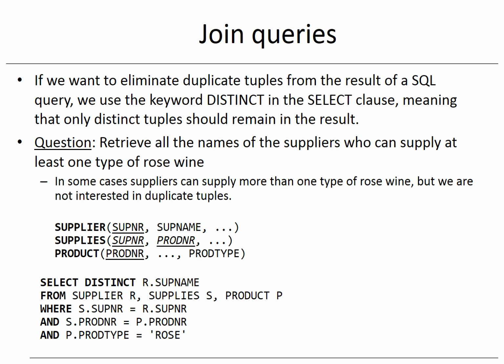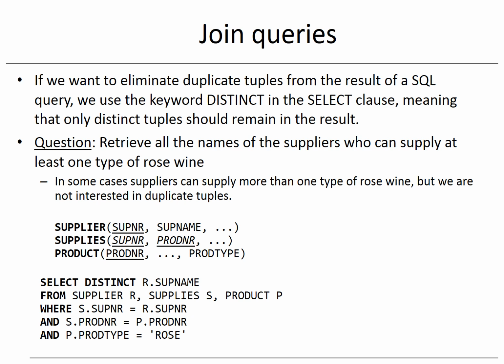Remember, the result of an SQL query is a multiset which may contain duplicates. If we want to eliminate duplicates from the result, we can use the keyword distinct. Assume the following question. Retrieve all the names of the suppliers who can supply at least one type of rosé wine. To answer this question, we need data from three tables, supplier, supplies, and product.